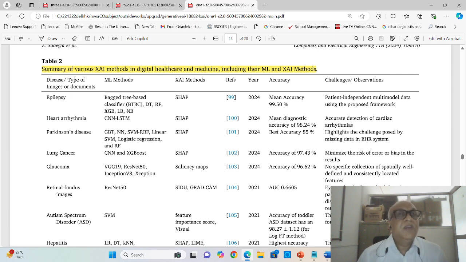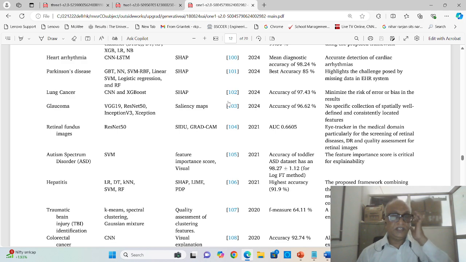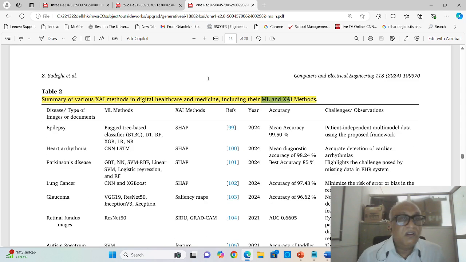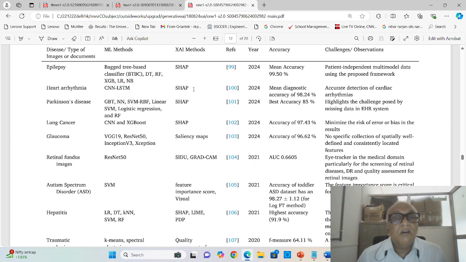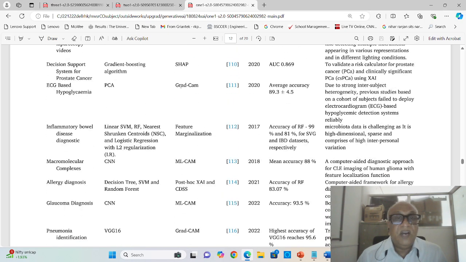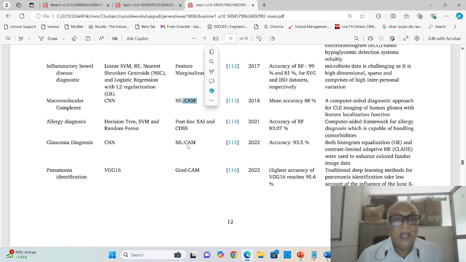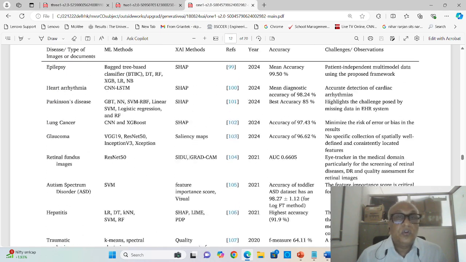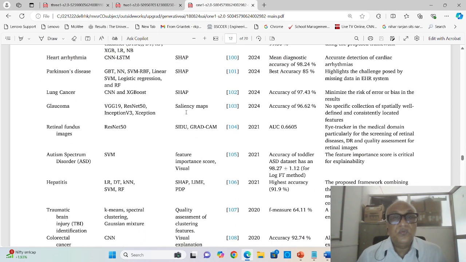So if you look at Table 2 from this paper, what it is telling is a summary of explainable AI methods used in healthcare and medicine, and their machine learning methods are also mentioned. So let us look at the explainable AI techniques which are frequent or more popular. I can see here SHAP coming up. Then I have LIME, then PDP, then GradCam, then MLCam. So I have CDO saliency maps.